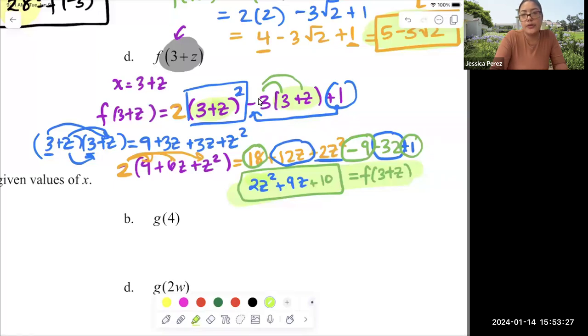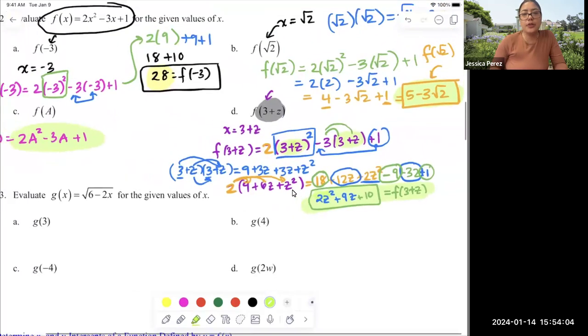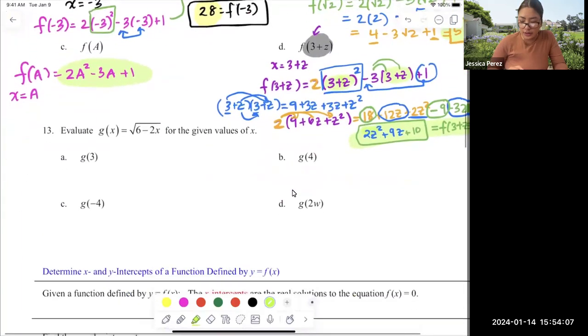Then we work on this side. There was a minus 3, negative 9. There was a minus 3z. And then the plus 1. I went ahead and combined like terms. I want to write it in descending order. The 2z squared, and then there's a 12z and the minus 3z, that's a 9z, and then 18 minus 9 is a 9, and the plus 1 is a plus 10. So all of this is my solution. There's nothing else I can do. Okay. So that is substitution. So we're going to do the same thing with the next one.